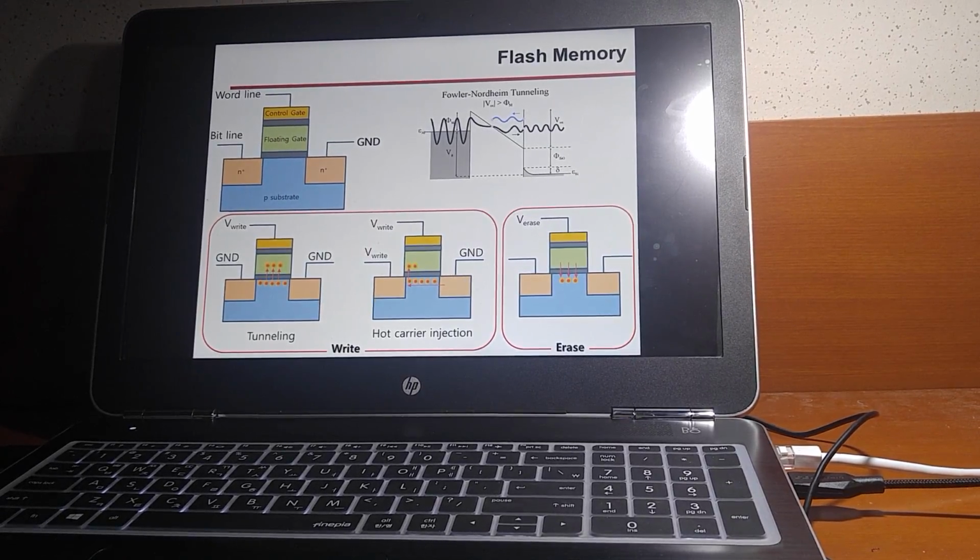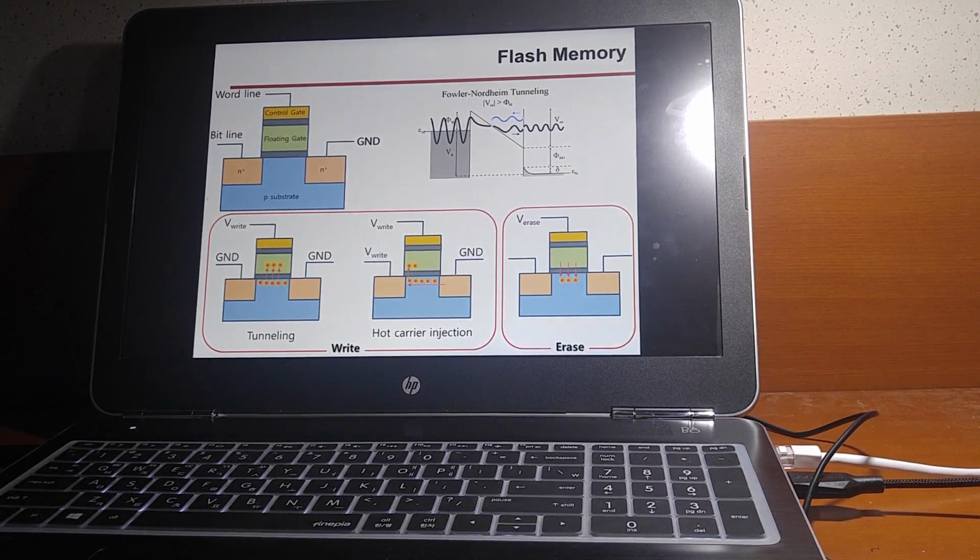About flash memory. As you can see in this page, there is a structure of the flash memory. What is different from other devices? There is a floating gate between the control gate and the substrate.